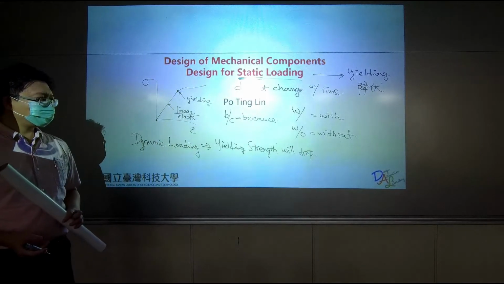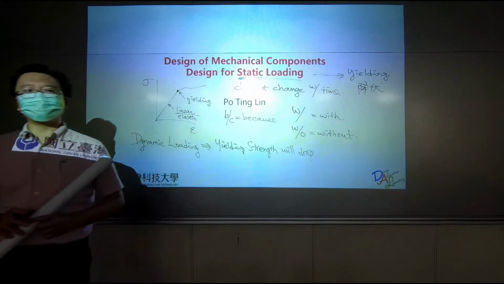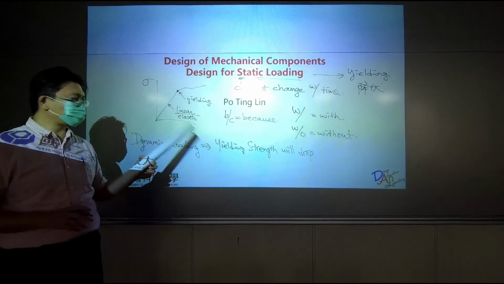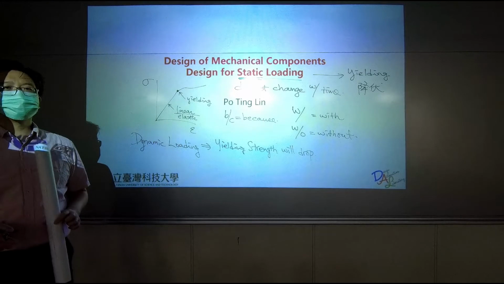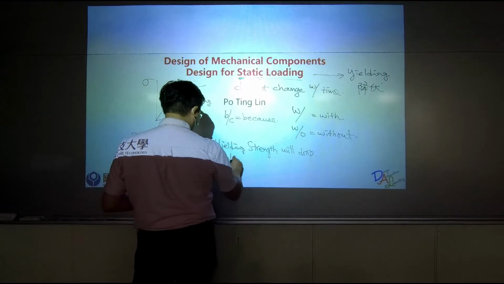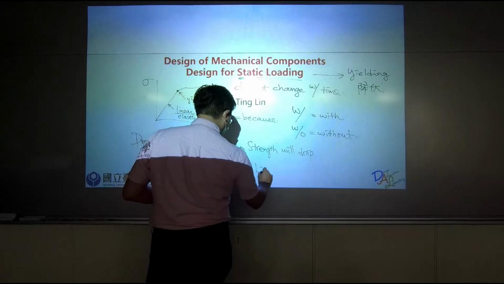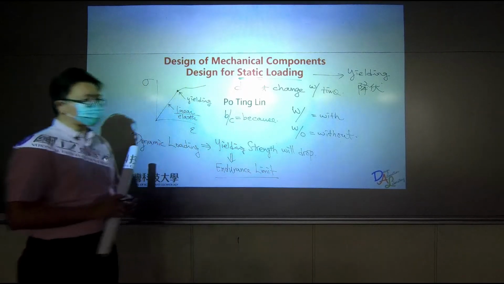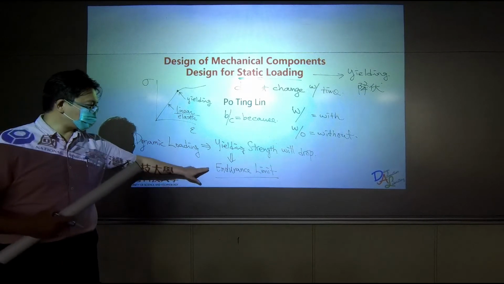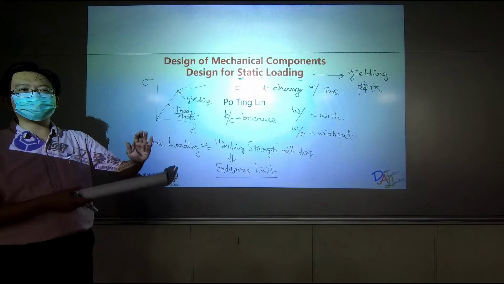If this drops, we sometimes don't call it yielding strength anymore because it would be confusing. So we give that strength a different name. We call that endurance limit. Endurance limit is a different name to represent the yielding strength, and it's related to how many times you apply the force onto the material.